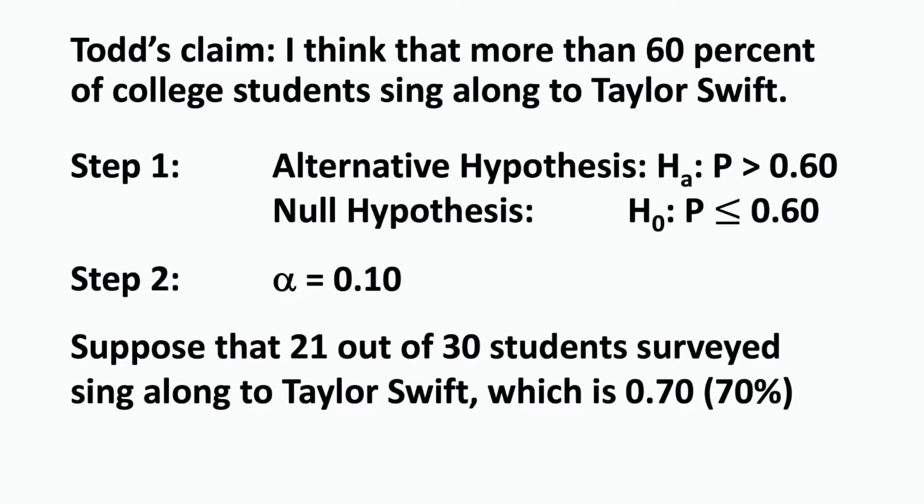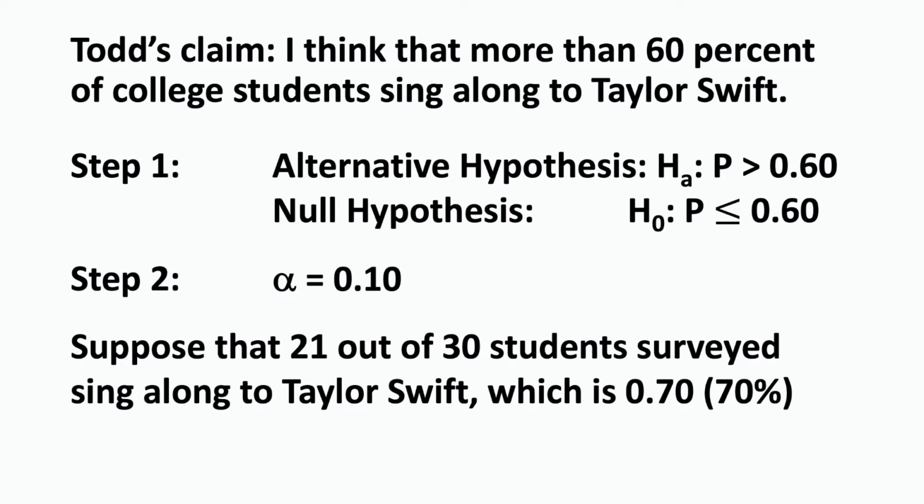The second step of a hypothesis test is to set your significance level, which is alpha. For this particular test, I'm going to use a significance level of 0.10, and that's a decision I make as a researcher where I'm willing to tolerate a 10% probability of making a type 1 error, which is rejecting the null when in fact the null is true.